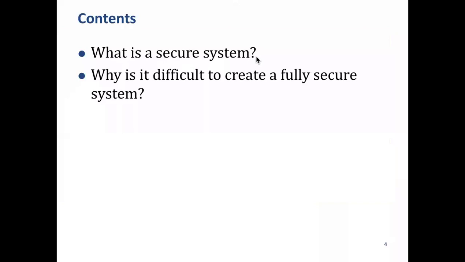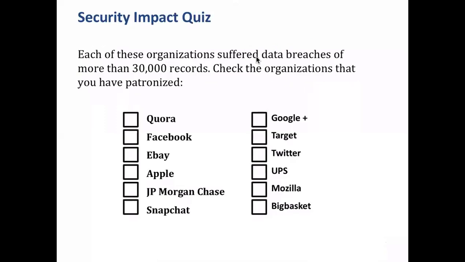All right, so these are the two very simple things that we'll discuss, and these are just concepts. First is, what is a secure system? And then the second point is, why is it very difficult to create a fully secure system? You can think even of a house that you are building. How to make it secure, and then you will have to think why it is difficult to make it secure. Okay, all right. So before that, a small quiz.